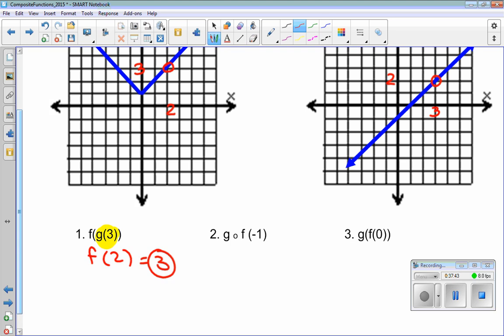You're taking the number, plugging it into here, getting an answer, taking that answer and plugging it into here. It's what composition is, taking one thing and plugging it into another.